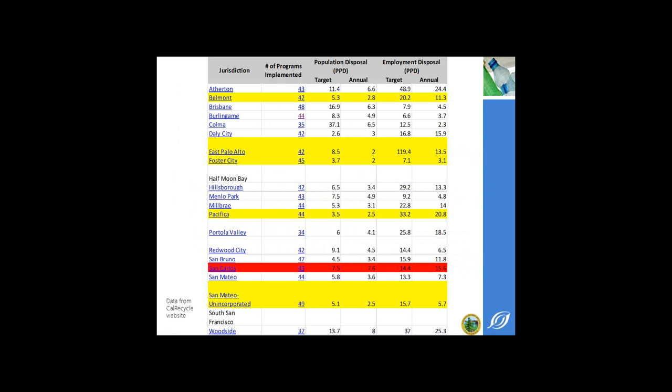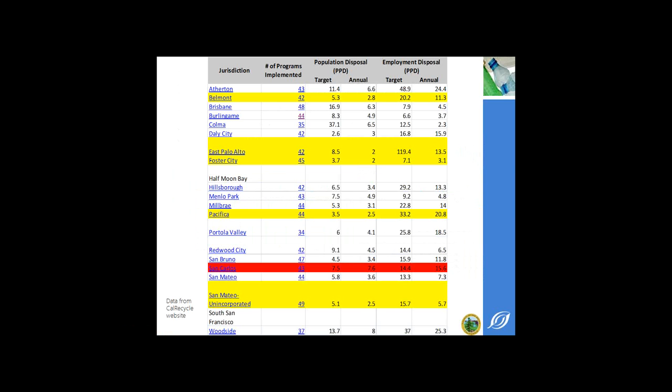And then this just gives you a snapshot. Many of you living in San Mateo County will live in one of these cities. So this gives you a snapshot of the different city per capita generation, and you'll notice it's all over the place. Some of the cities have very low annual generation, and some of them are substantially higher. A lot of that has to do with different dynamics, like the amount of industry within the city.